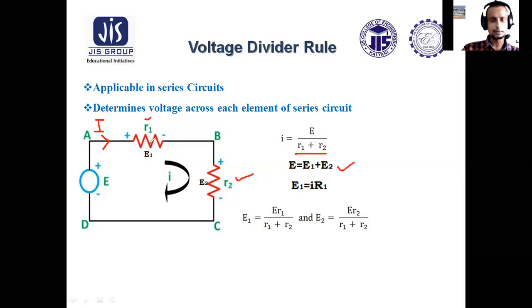E1 equals what? E1 is the voltage across this. The current through this path is I, and the resistance of this path is R1. So E1 equals I R1. So from these two equations, by substituting I in this equation, what will we get? E1 equals I, that means E by R1 plus R2, so E by R1 plus R2 into R1. Similarly, you can get E2 equals this.